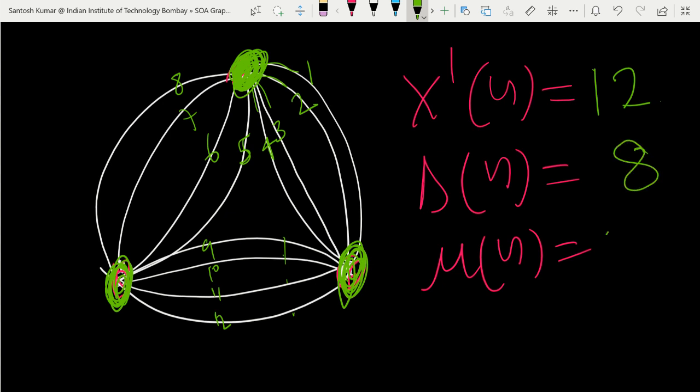And mu is the multiplicity of a graph. So you see, if I name the vertices A, B, C, for edge AB, multiplicity is 4. For edge BC, multiplicity is 4. For edge AC, multiplicity is 4. So the maximum you will get is 4.